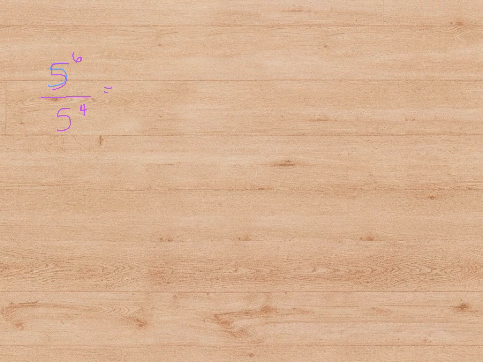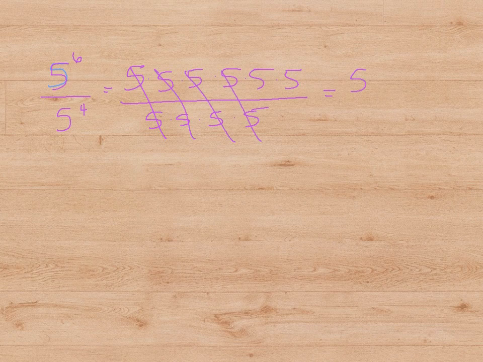Well, we realize that 5 to the 6th is exactly the same as 5 times itself 6 times. And 5 to the 4th is 5 times itself 4 times. And when we go to simplify, since we are working with multiplication and division, and those are inverses of one another, we can cancel out any operation where multiplication and division are happening as long as it's the same value. So each of these sets of 5s can then be reduced out. So we're left with 5 to the 2nd power, which equals 25.